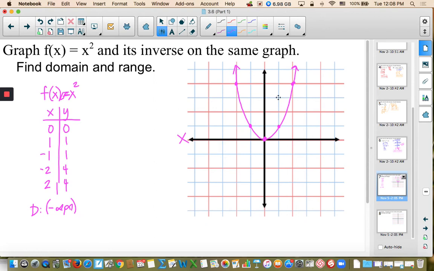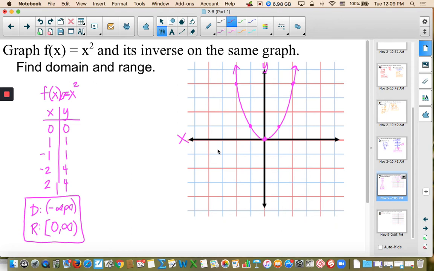The range, well, now I'm looking at the y's, right? This is the y-axis. Well, it doesn't ever go below 0, right? It starts at 0 and it's everything above. So from 0 and up, including 0, so it goes from 0 up to infinity. It includes 0, so that would be my bracket. And then infinity is always a parenthesis. This is my domain and range.